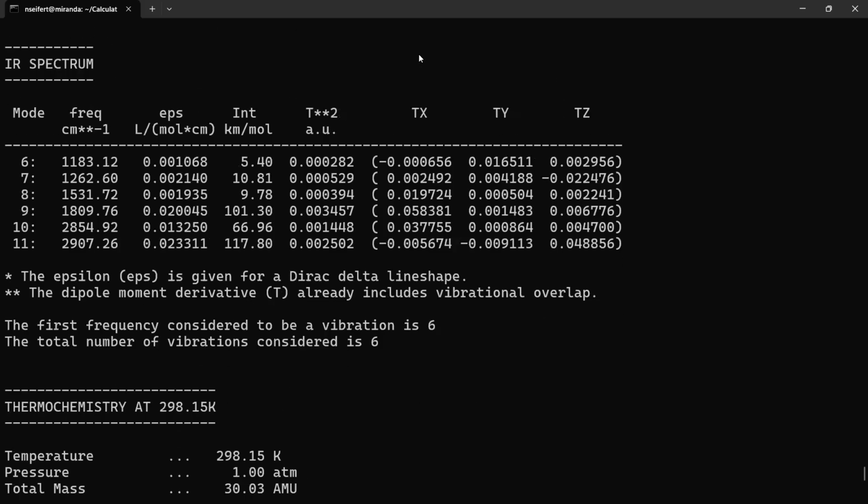And here's the IR spectrum. Here are the normal modes. So it calculates 1, 2, 3, 4, 5, 6. Remember, H2CO is 4 atoms. 3N minus 6 is 3 times 4, which is 12, minus 6, which is 6. So here are the 6 modes.